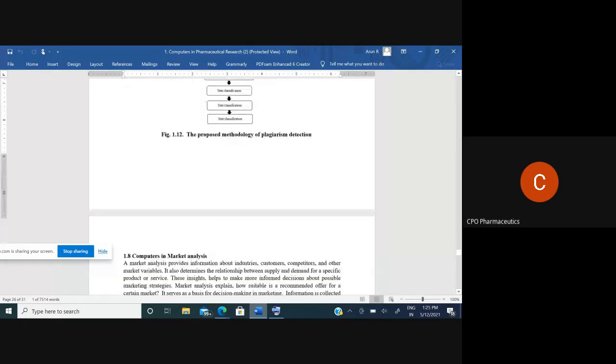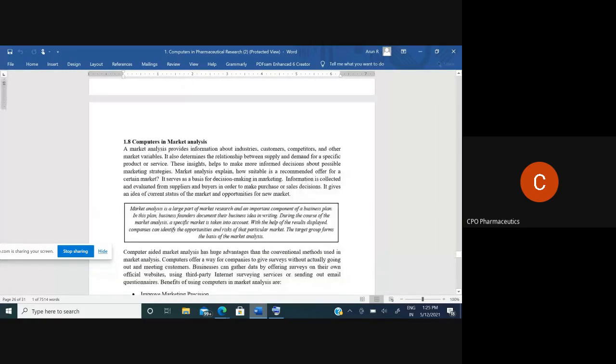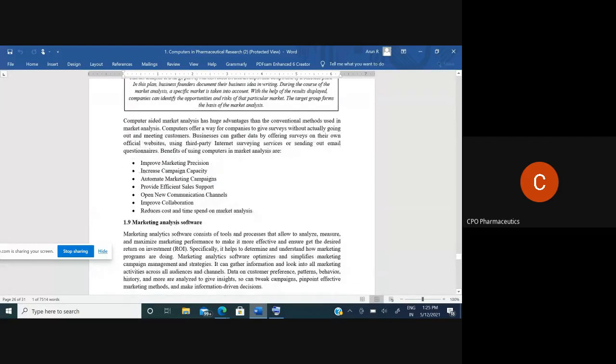Next, it is market analysis. In market analysis, what are the ways the computer is used? This is not closely related to the pharmaceutical sector, but generally it is used for forecasting the market. We may not know, but some supercomputer might have already forecasted that COVID will come and that we need to develop a vaccine. This might have happened in some big companies.